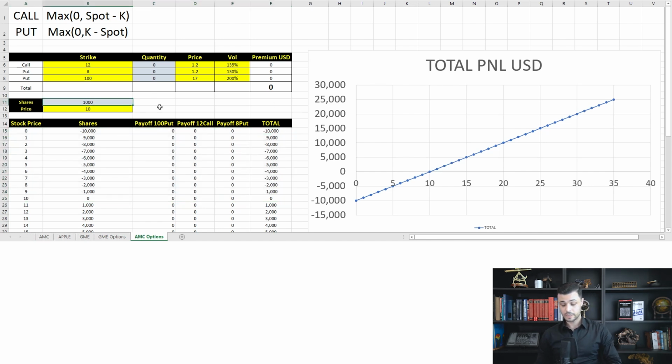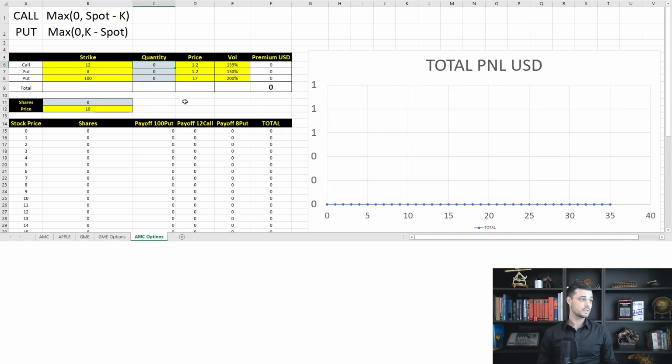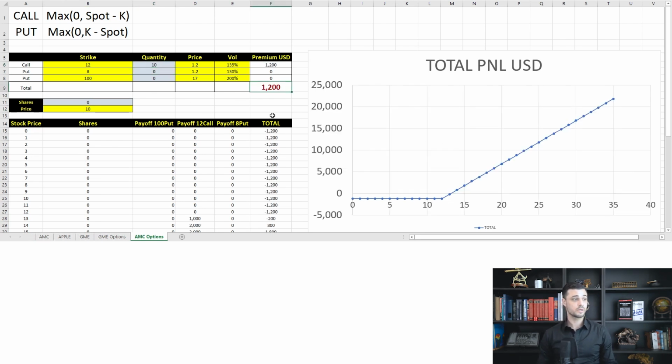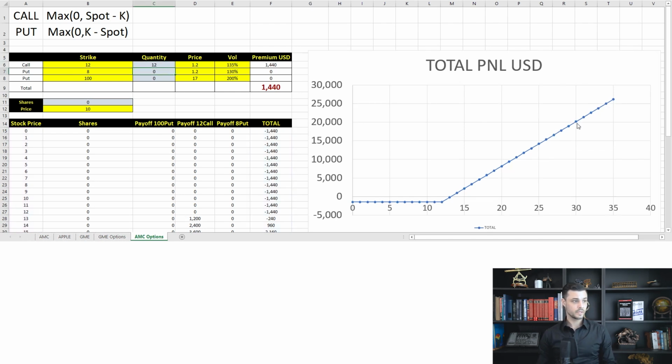Now, instead of doing that, guys, here I put 0. Now you don't have anything. You can buy 10 call options. If you buy 10 call options, it will cost you 1,200 US dollars. This is the money you're going to lose if AMC finishes below 12 on the 18th of June. And on the upside, you're making actually the same money, a little bit less. If we go to 30, you only make 17,000. So you buy 12 and you're going to make the same. Now you're making 20,000 again if we go to 30, but it costs you 1,400 US dollars.